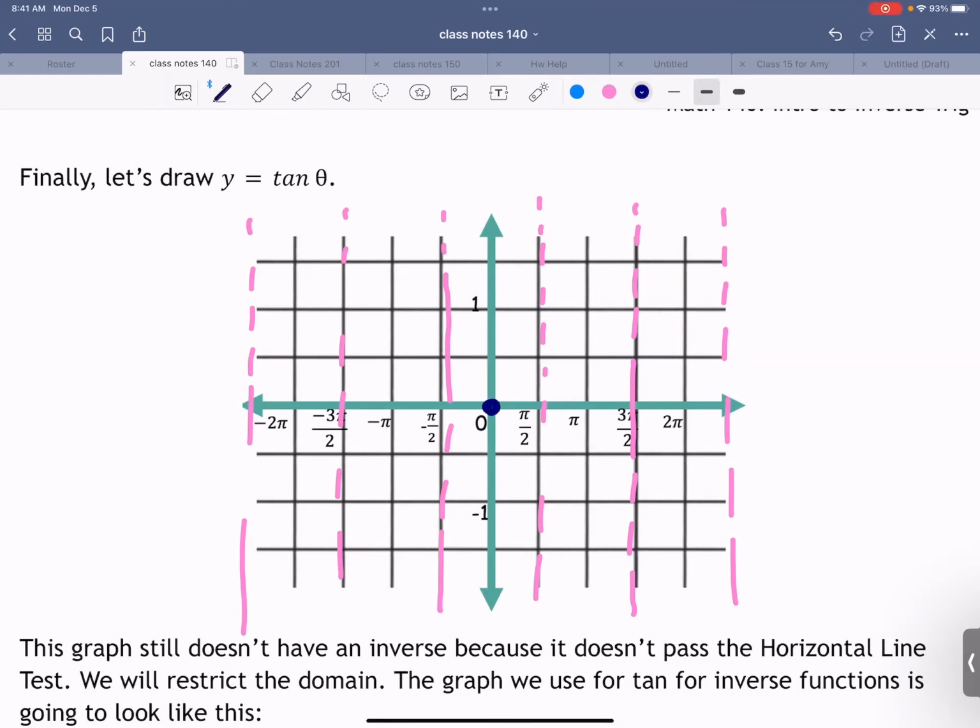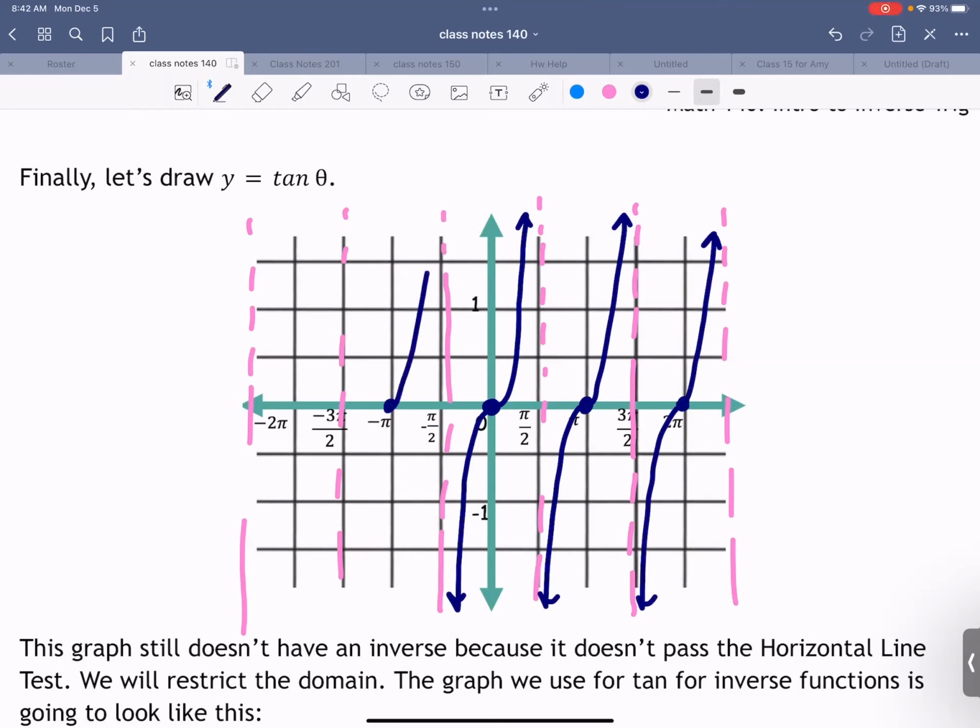Now, if I were to draw my tangent values, it kind of looks like the disco man in between each of these two. So kind of looks like that cubic function, except my y values kind of stay in between the asymptotes and it doesn't go any further outward. So my tangent function looks like this.